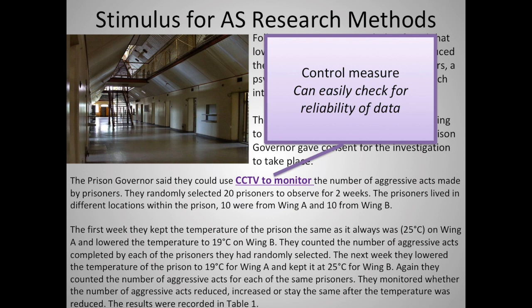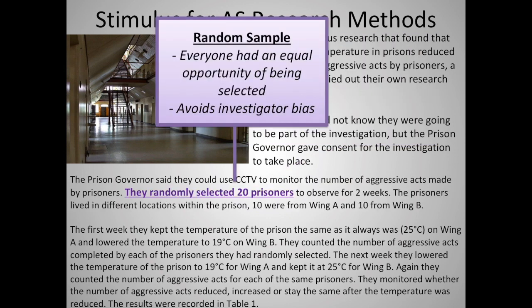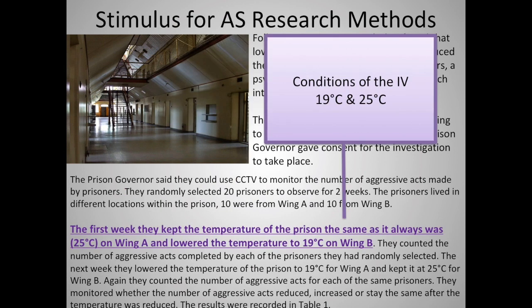The next thing to underline is where it says the prison governor said they could use CCTV to monitor the number of aggressive acts made by prisoners. So the CCTV is a control measure. It means that we can easily check for reliability of data because we can watch the CCTV footage over and over again. Next, I would underline where it says they randomly selected 20 prisoners, because this is giving us our sampling technique. So it is a random sample. And a good thing about a random sample is that everyone has an equal opportunity of being selected, and it will avoid investigator bias.